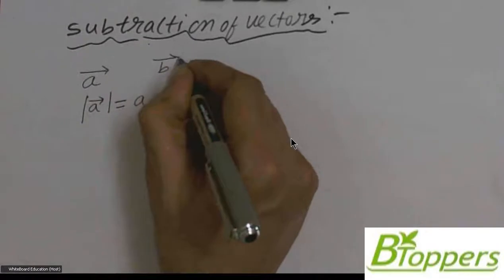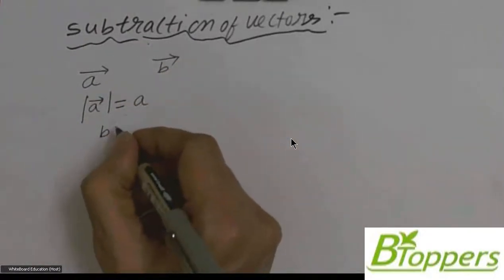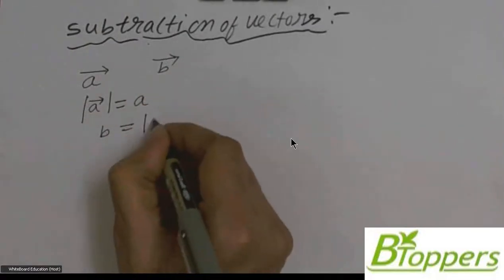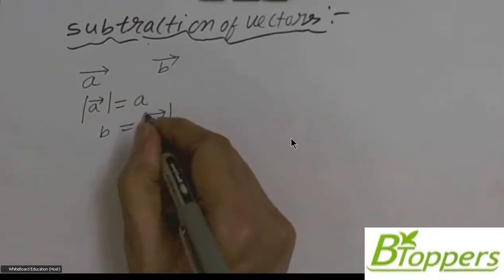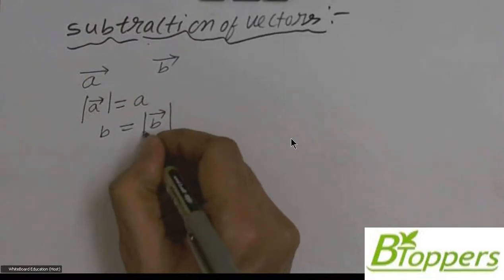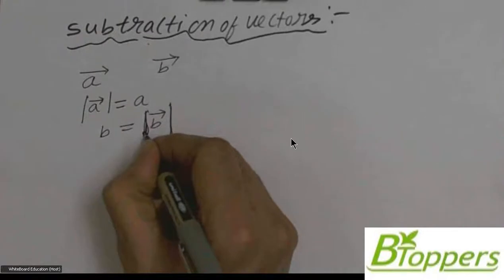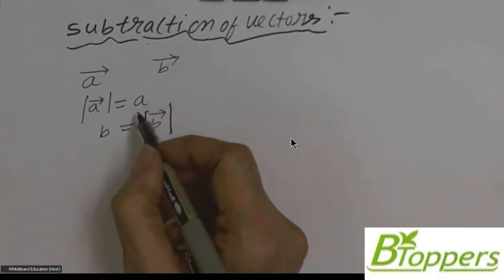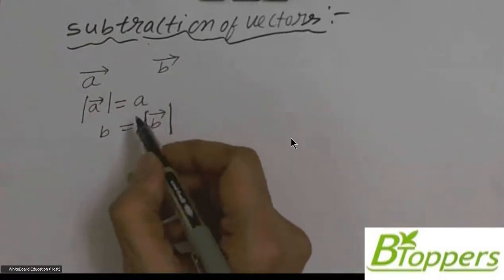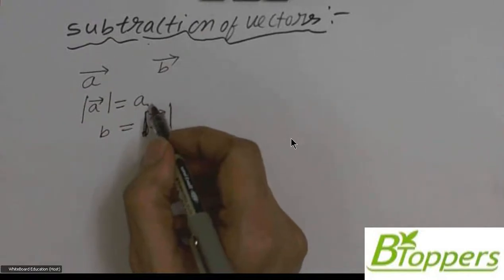Suppose B bar is another vector, then if you just write the letter B without the bar symbol, it represents the modulus or magnitude of vector B bar. The modulus of a vector cannot be negative. The modulus or magnitude of a vector can be mathematically considered as a scalar.